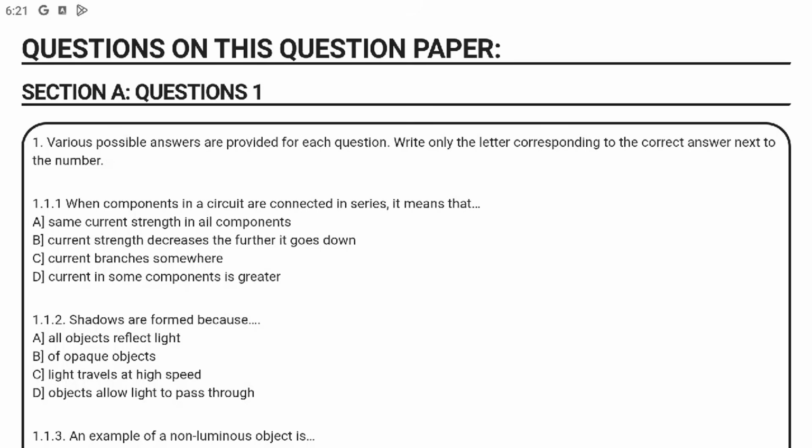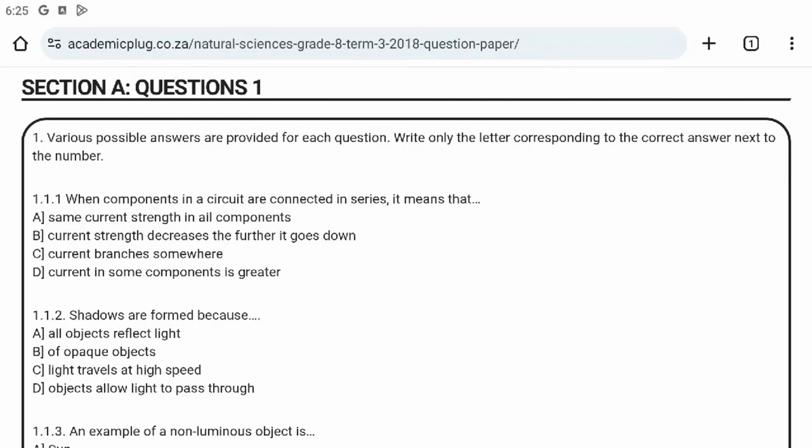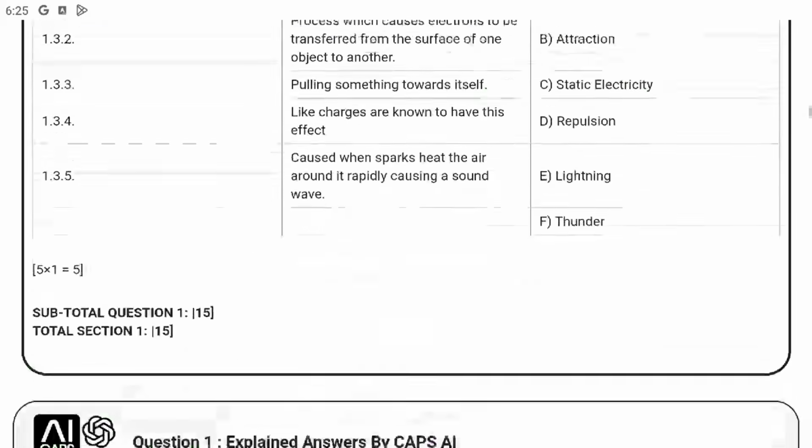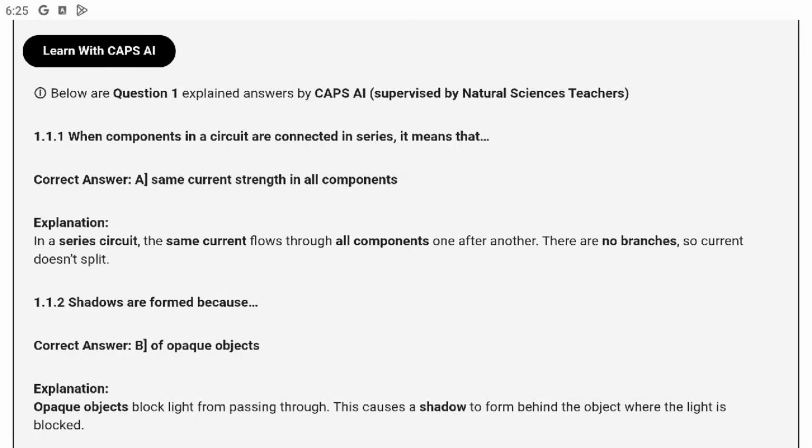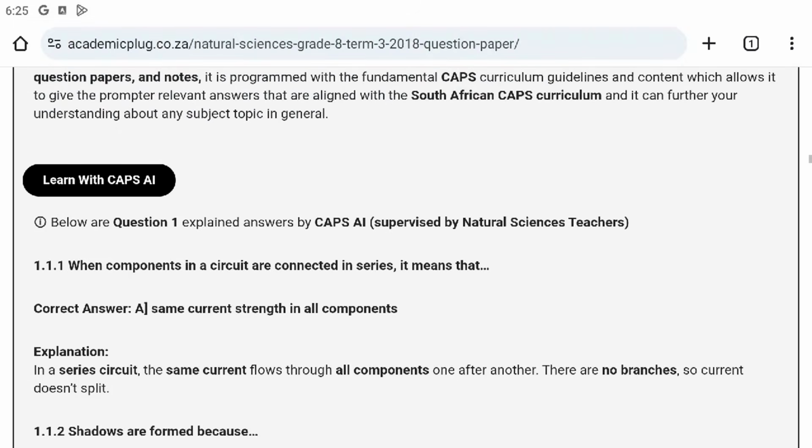So let's get into the questions. Question one: one component in a series, right? Okay, so let's see what CAPS AI says about this one. The correct answer is A, right? Which says same current strength in all components. In a series circuit, the same current flows through all components, one after another. There are no branches, so current doesn't split, right?